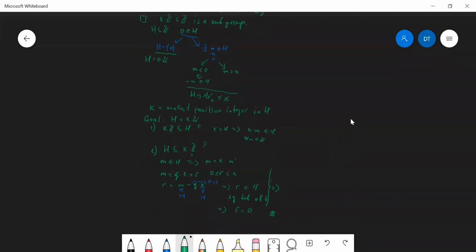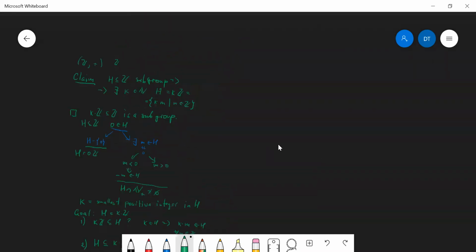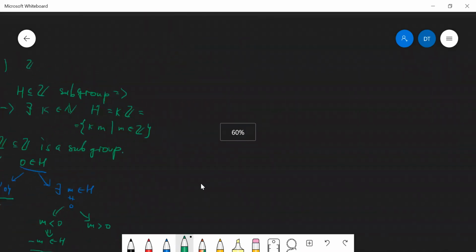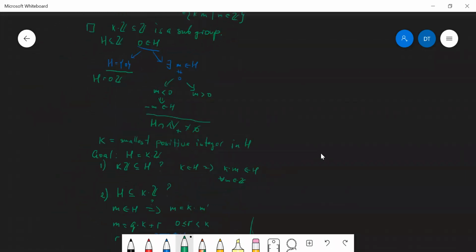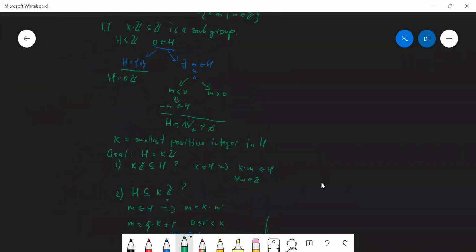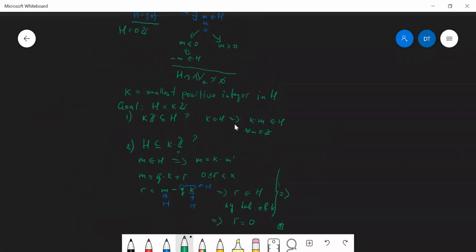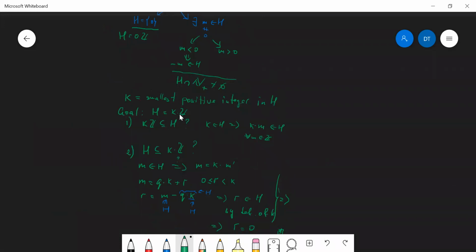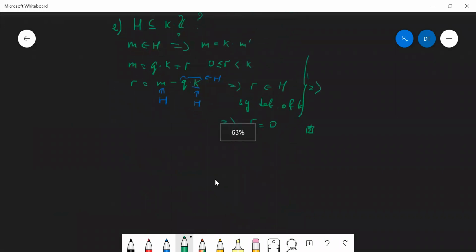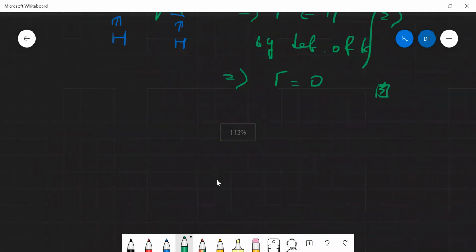Sorry for interrupting, but for me it is not totally clear. What does this multiplication mean? Which one? This one, K times Z? Yeah. Okay. First of all, when you deal with integers, you have two usual operations, plus and multiplication.